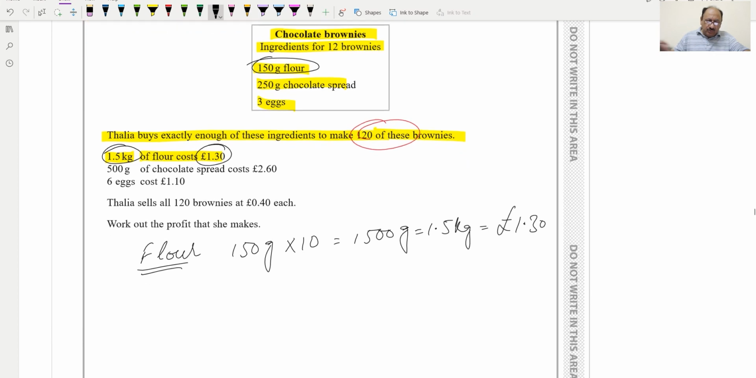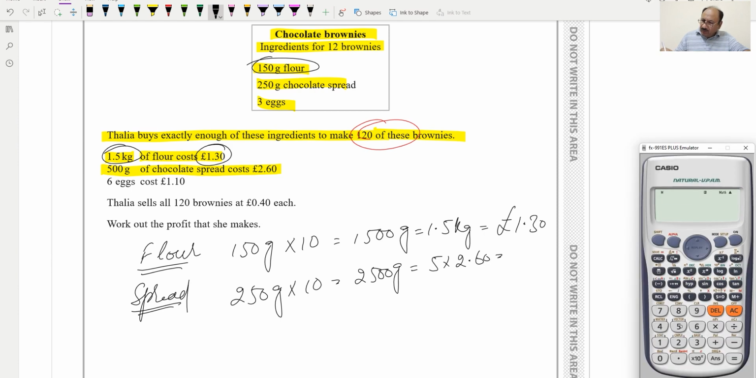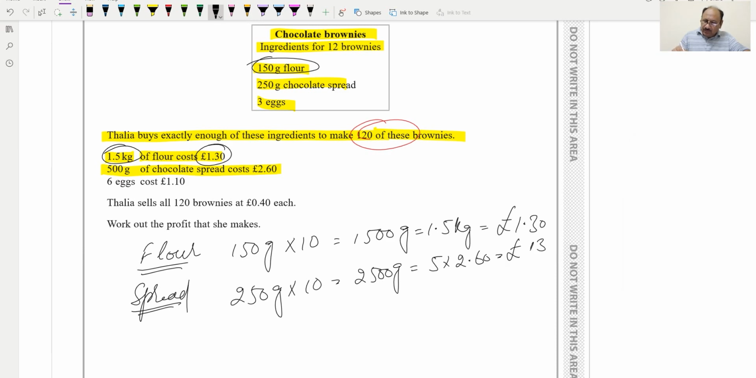Next will be 250 grams of chocolate spread. 250 grams is for 12, and for 120 it will be 2500 grams. For 500 grams, chocolate spread costs 2.60, so this will be 5 multiplied by 2.60, which is equal to 13 pounds, so we can write 13 pounds here.